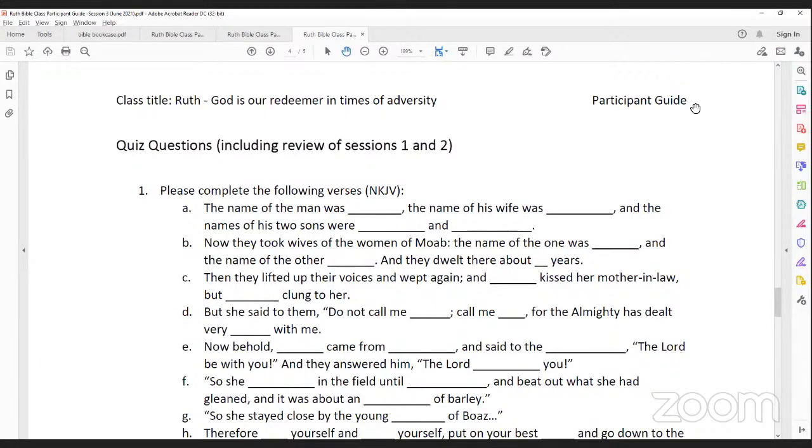Verse 14. And she lay at his feet until the morning, and she rose up before one could know another. And he said, let it not be known that a woman came into the floor. So I was saying they had to have traditional things where the men would, as you said, finish for the night and lie down and sleep. So women weren't welcome in that role, right? So he didn't want somebody to sully her character in any way.